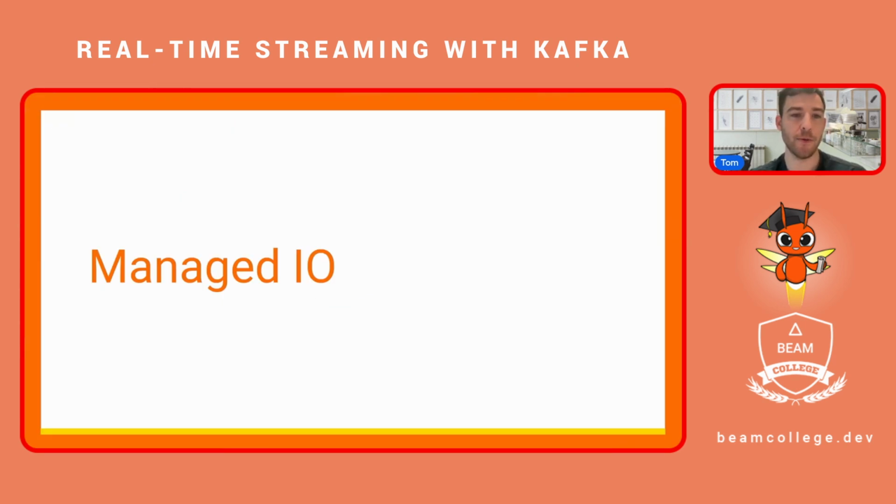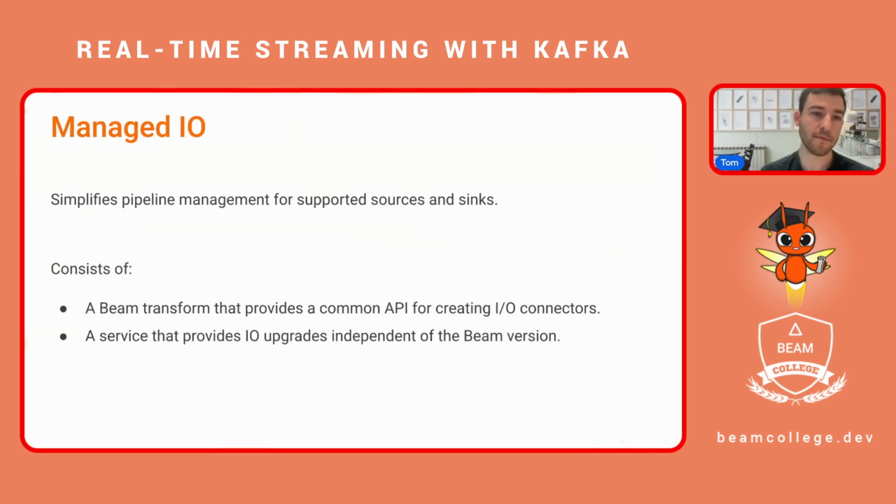Now we're going to shift our focus to managed I/O within Apache Beam, which offers a streamlined approach to working with sources and sinks. Managed I/O simplifies pipeline management for supported sources and sinks. It consists of a single Beam transform that provides a common API for specifying I/O connectors, and a service that provides I/O upgrades independent of the pipeline's Beam version.